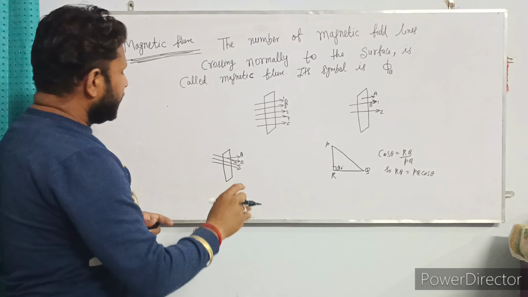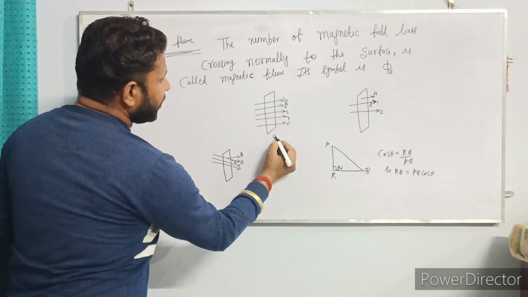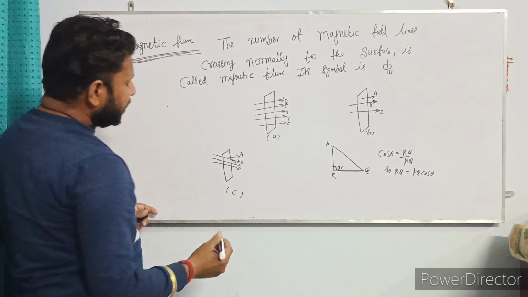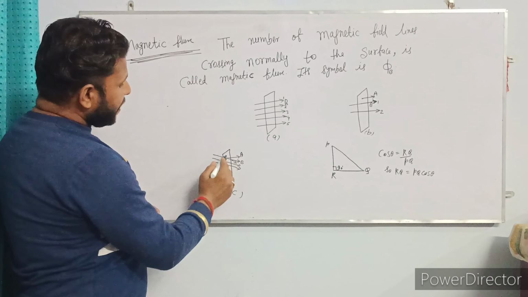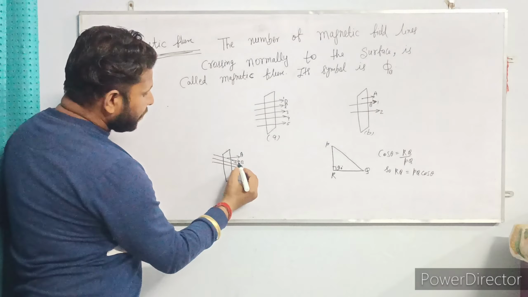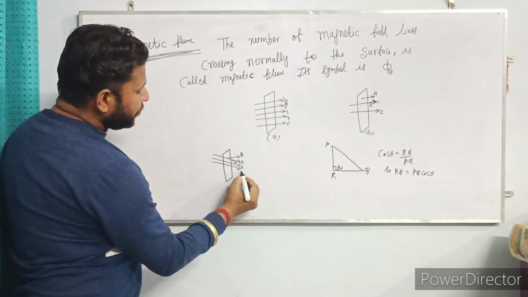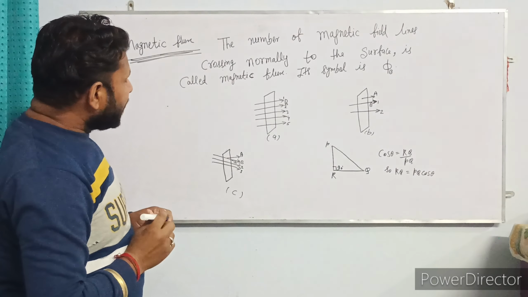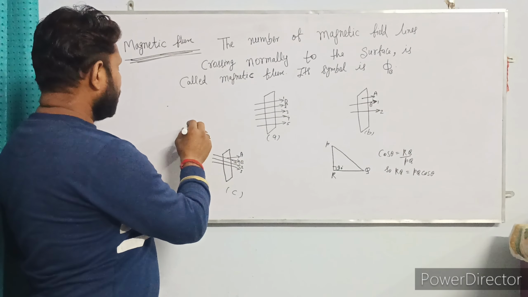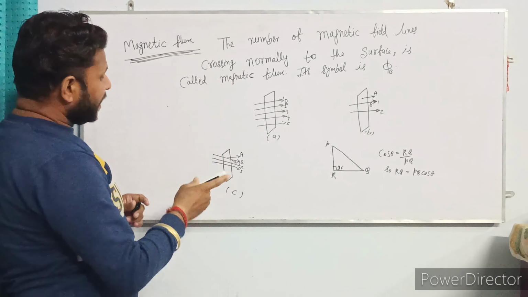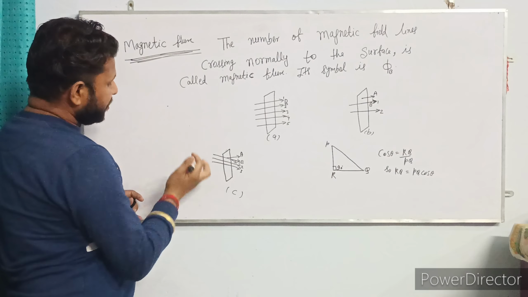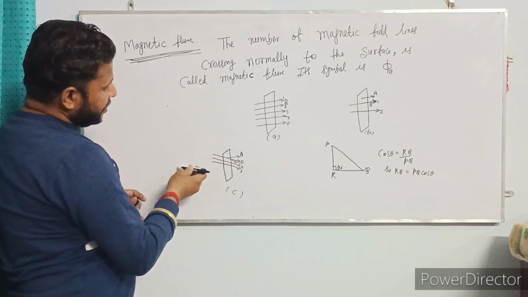Okay students, here it is figure A, it is B, and it is C. Here the area vector is perpendicular to this plane surface. It is right, but the magnetic field lines 1, 2 and 3 are not normal or perpendicular to the surface. Not this type. Here 1, 2, 3 lines are in this way. It is a plane surface and the magnetic field lines are in this way.